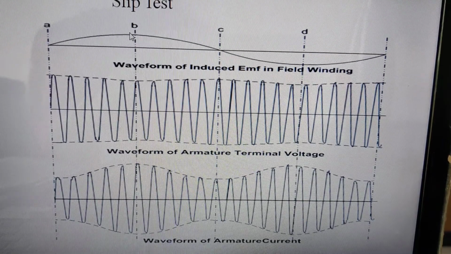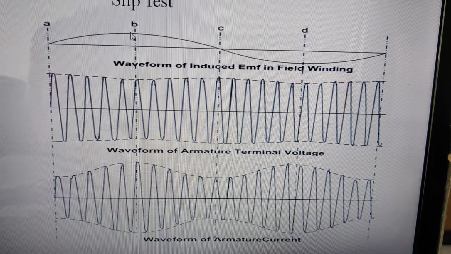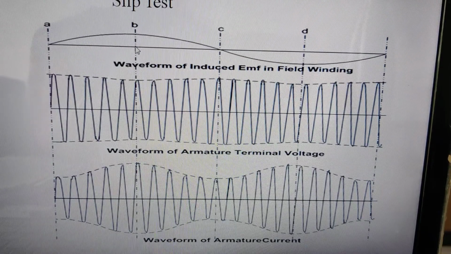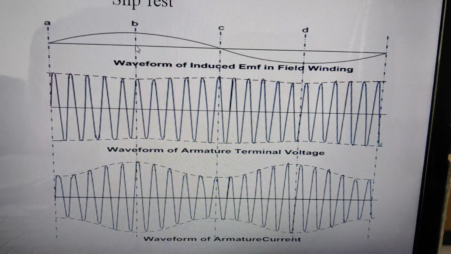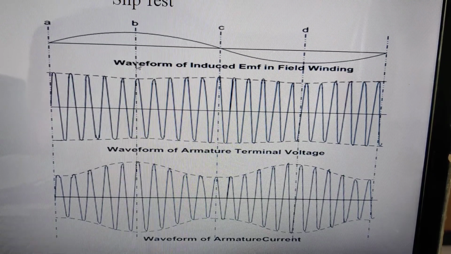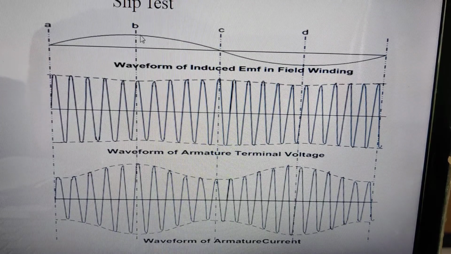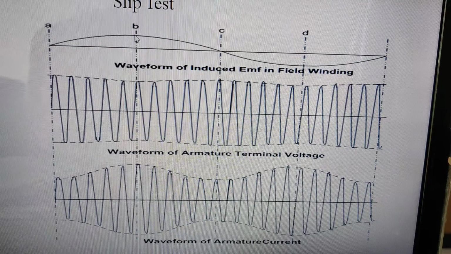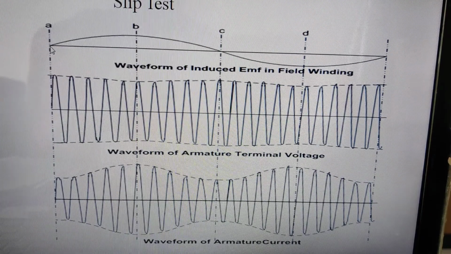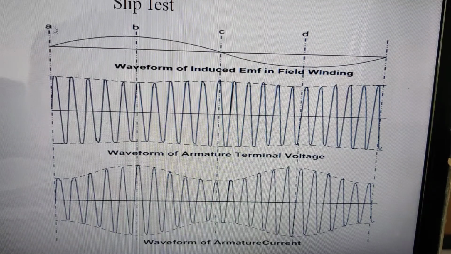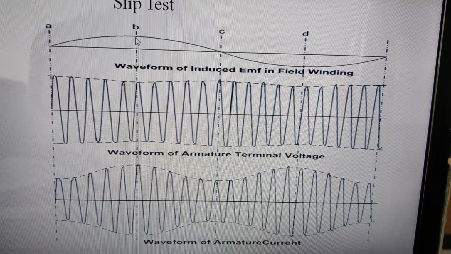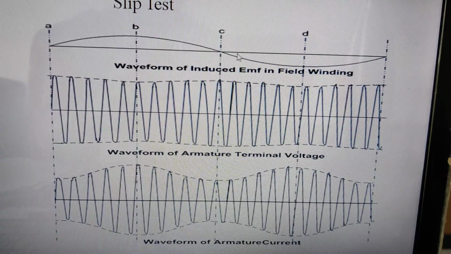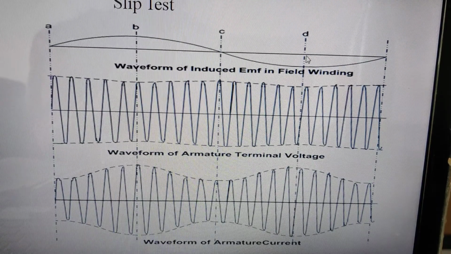For the Q axis, the armature flux linking the field winding is 0. Therefore, the induced field EMF, d phi by dt, is maximum. So wherever we find that the induced EMF in the field winding is maximum, that axis is the Q axis. That means when the induced EMF is 0, that is the D axis, and when the induced EMF is maximum, that is the Q axis. This is the D axis and this is the Q axis.